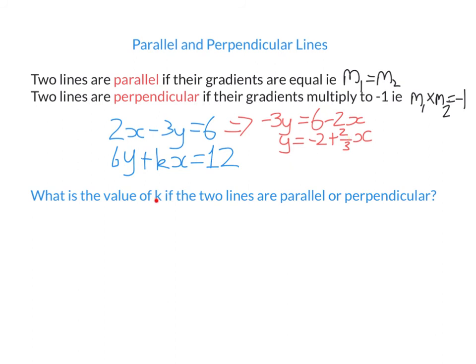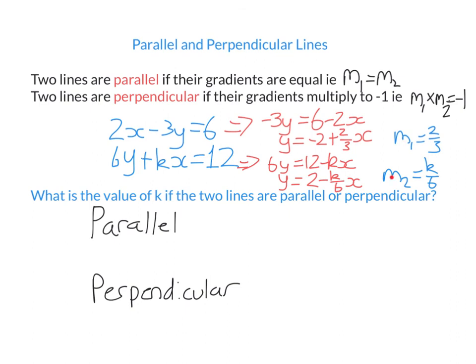So what would be the value of k in this line if the two lines firstly were parallel? Well, let's do the same thing here to find the gradient of this line. Here I would do something similar. I would subtract kx from both sides, and then to get y by itself, I'd divide by 6. Divide everything by 6. 12 divided by 6, and then k divided by 6. So the gradient of this line here is k over 6, whereas the gradient of the first line was positive 2/3.